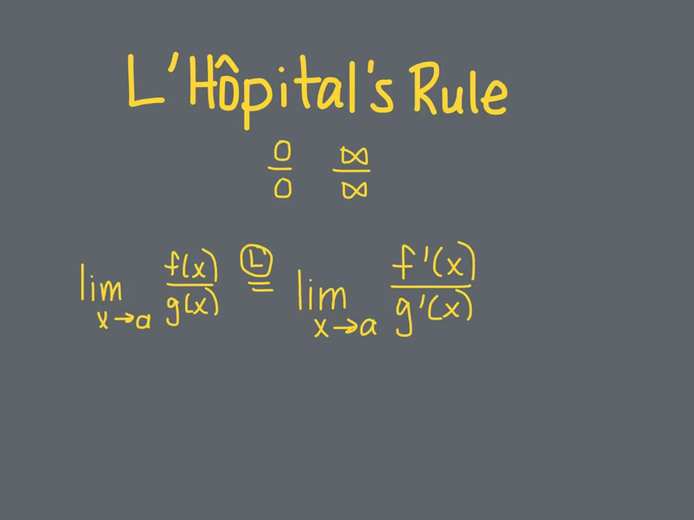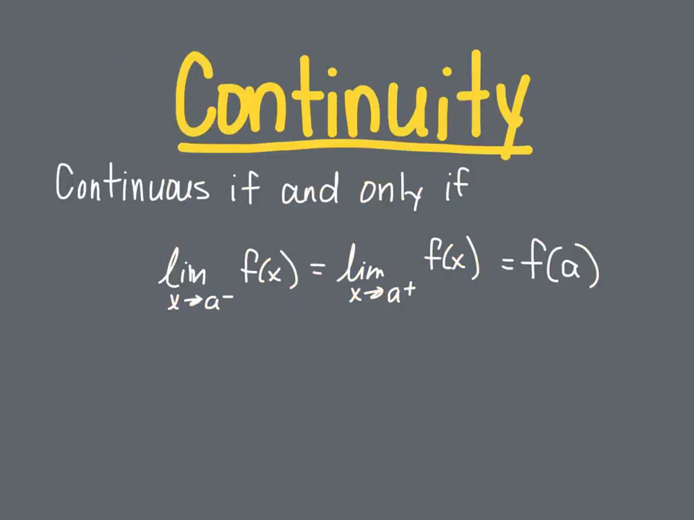So you basically take the derivative of the top and bottom separately and then try substitution again. You would continue this process of taking the derivative of the numerator separately from the denominator until you can get a value when substituting. Limits help us determine if a function is continuous.